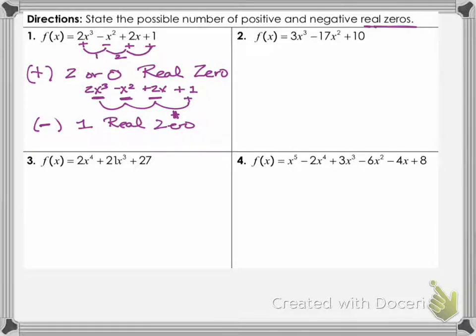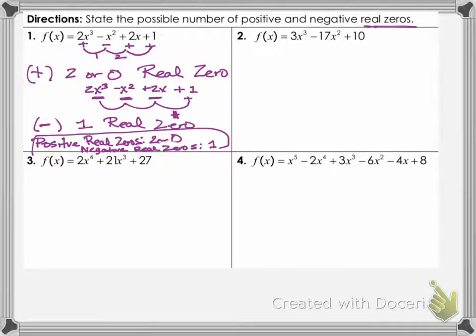So here's how you could write the answer. Positive real zeros, 2 or 0, and negative, sorry, I'm out of room here. I'll write it here. Negative real zeros, 1. Okay? So that's your answer. I'll try to write it neater on the next one.